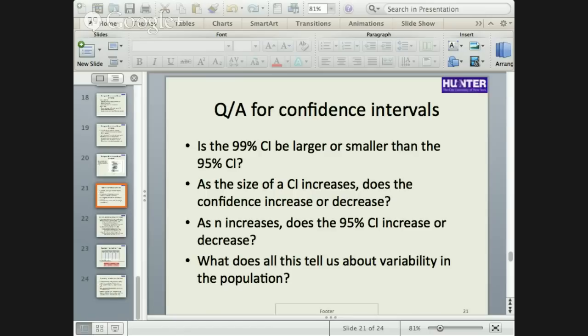If you're thinking about any kind of explanation, why is that? Yeah, so if you have a larger n, you can be more confident in your data. And in terms of the formula, your standard error will decrease. So the amount of variability that you get between samples is less if they're larger samples. And what does all of this tell us about the variability in the population?